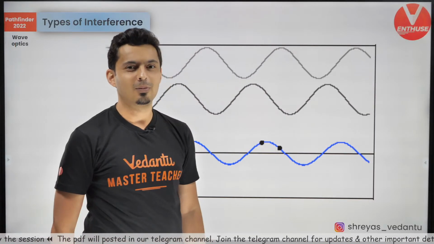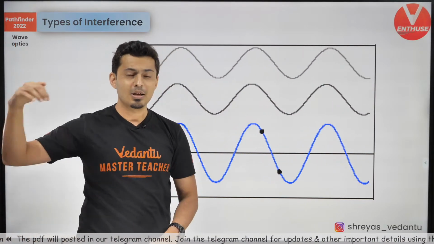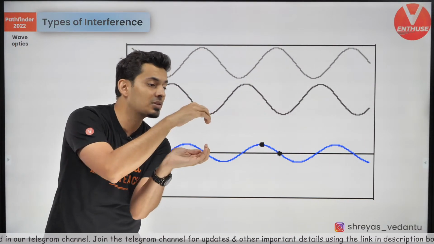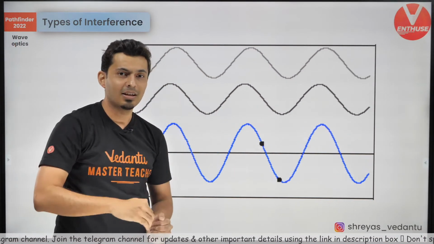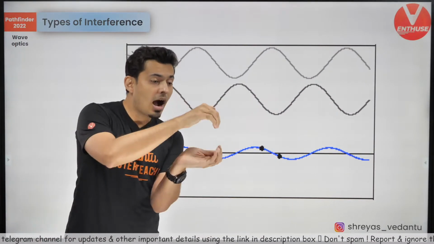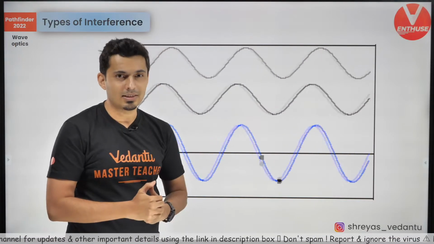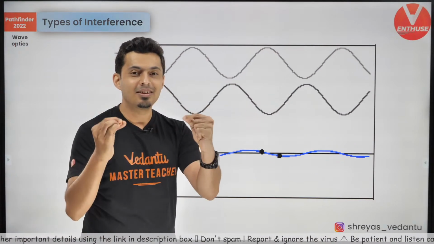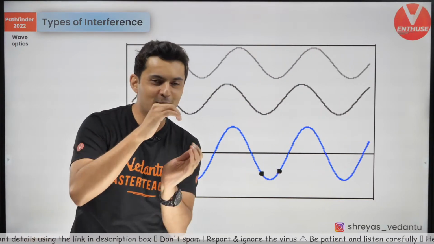That's constructive. Imagine this. A wave's crest comes, the other wave's trough comes. They will nullify each other. They will cancel each other, maybe fully, maybe not fully, depending on how big each crest or trough is. They are cancelling, they are destroying each other. So that's destructive interference when crest comes with trough.